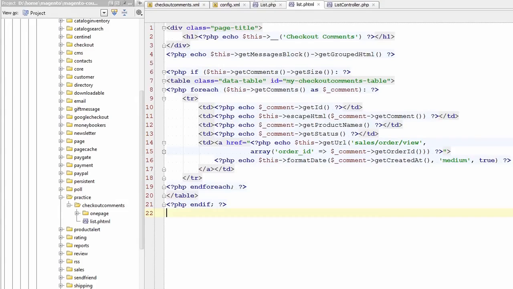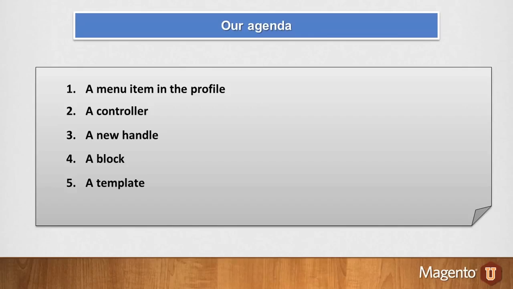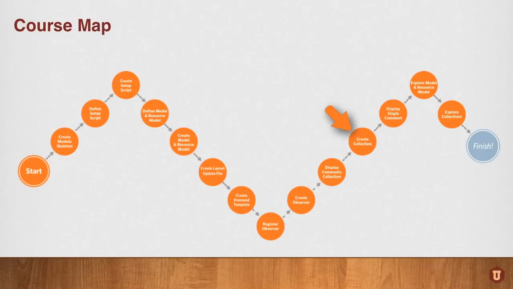Excellent! We prepared the files and code we need to display the collection of comments. Our next step is to create a collection class. We need to create a file and then add 2 new methods. Let's move on.